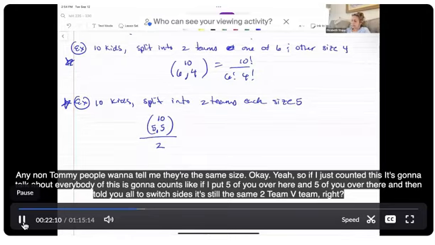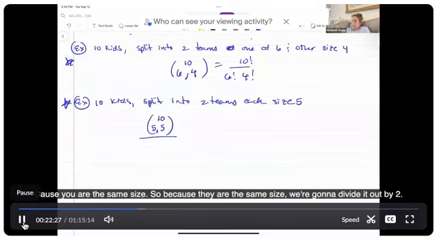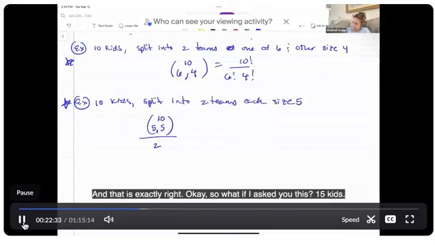Yeah. So if I just counted this, it's going to count, like if I put 5 of you over here and 5 of you over there and then told you all to switch sides, it's still the same team versus team, right? Because you are the same size. So because they're the same size, we're going to divide it out by 2. And that is exactly right.